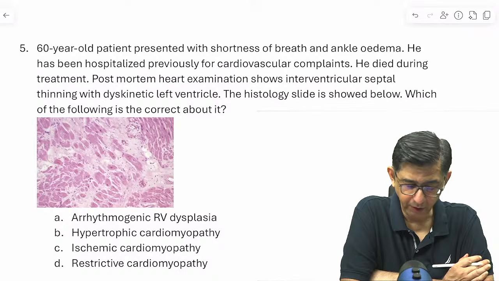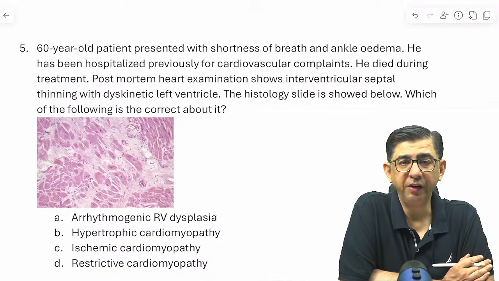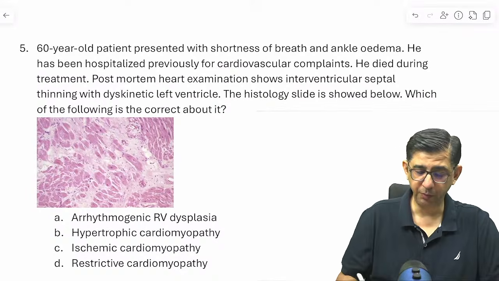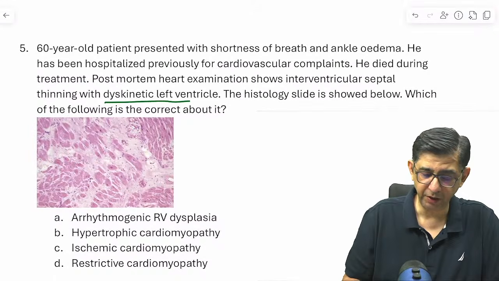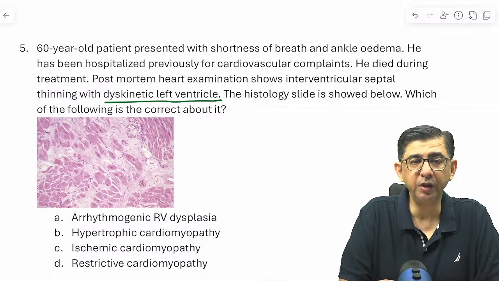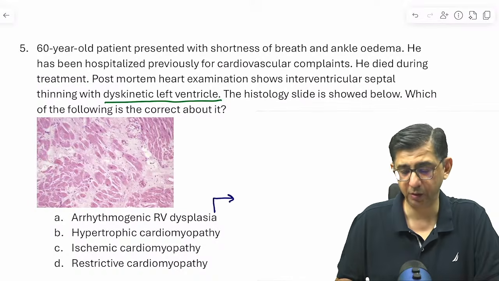Okay, so I'm getting a lot of answers here. Post-mortem shows interventricular septal thinning with dyskinetic left ventricle in a patient. So how can A be correct? Right here it is written: dyskinetic left ventricle. It is not pushing blood properly, and there's septal thinning present in arrhythmogenic right ventricular dysplasia. Those of you who are saying option number A.